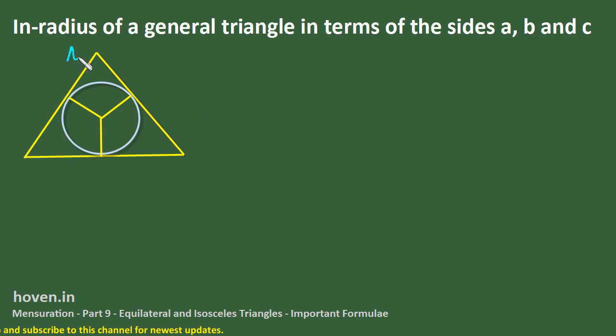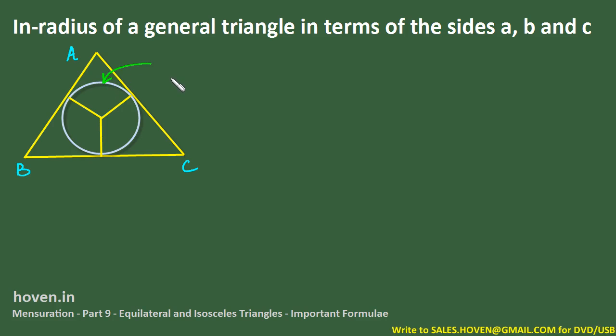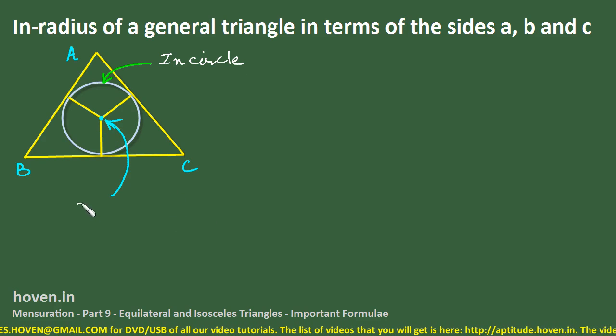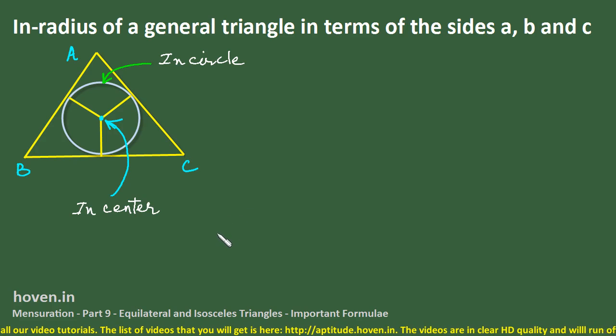Let us suppose this is any triangle with vertex A, B, C. A circle that is completely contained inside the triangle. This circle is called the incircle. And the center of this circle is called the incenter. We have discussed it a number of times in our previous videos. The radius of this circle R is called the inradius.